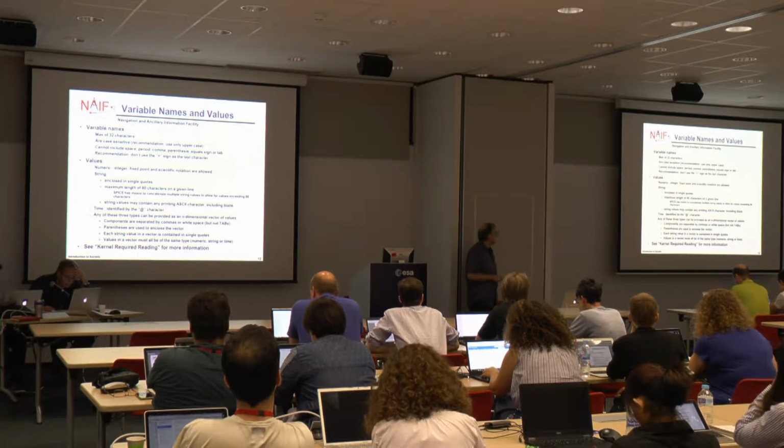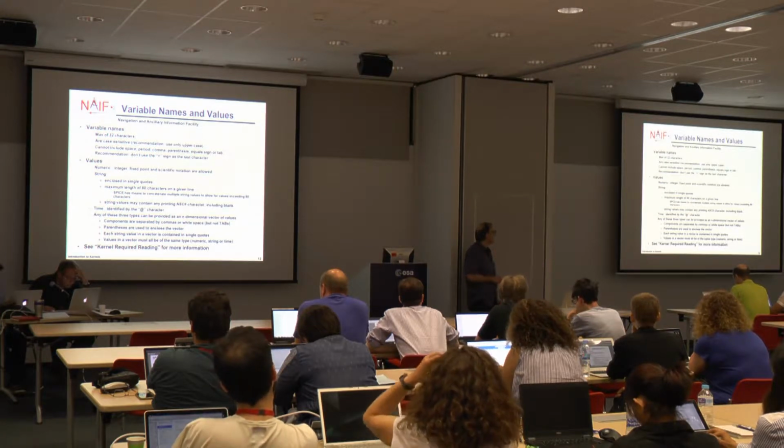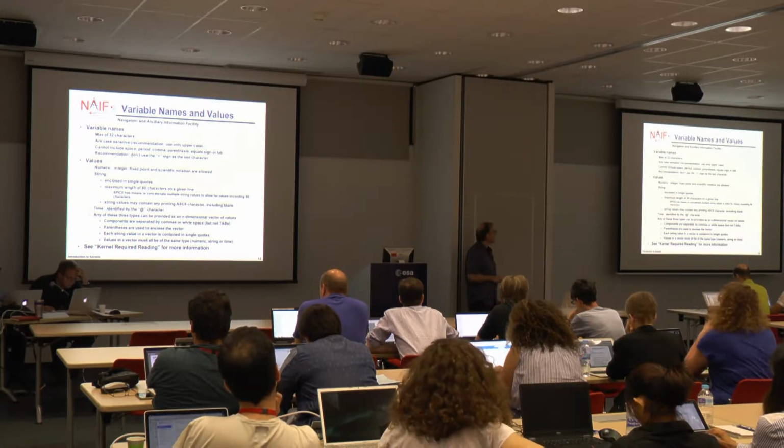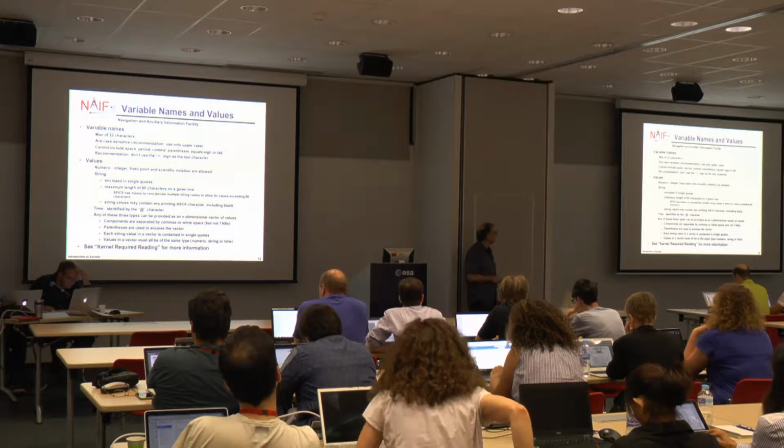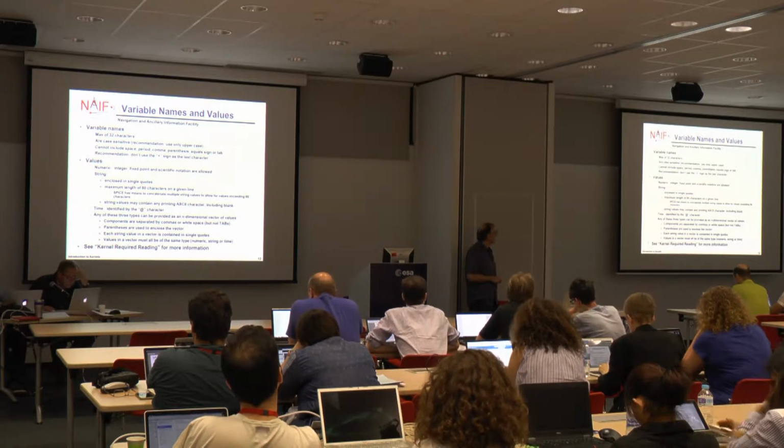You could have any of these in a vector, with components separated by commas or white space, but not tabs. So when we say white space, it's just commas or blanks. Instead of white space, you just need blanks. Parentheses are used to enclose a vector. The string value is contained in single quotes. Values of the vector must all be of the same type.